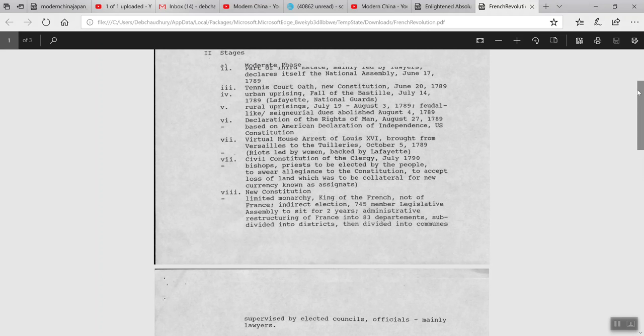The Pope prohibited such an action. The majority of the bishops actually refused to take part, but a lot of the parish priests took the oath. It was an important step because the Catholic Church was a significant institution in the life of the French people and in propping up the old regime.